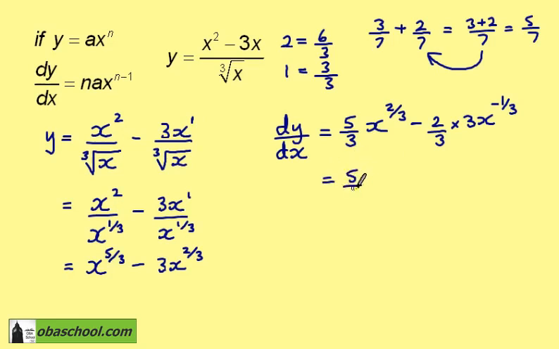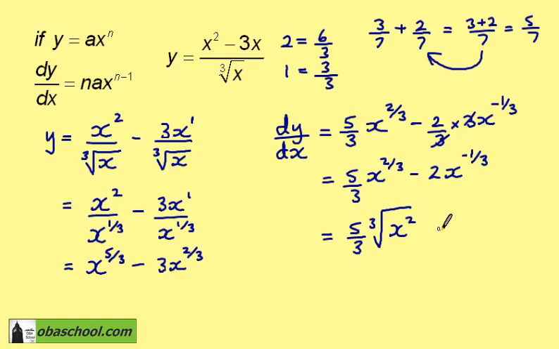We can now tidy this a little. The first term will stay the same, but here we can cancel the 3, giving us minus 2x to the minus 1/3. We could tidy this further using our knowledge of indices, giving us 5/3 times the cube root of x squared, and here we would have 2 over the cube root of x.